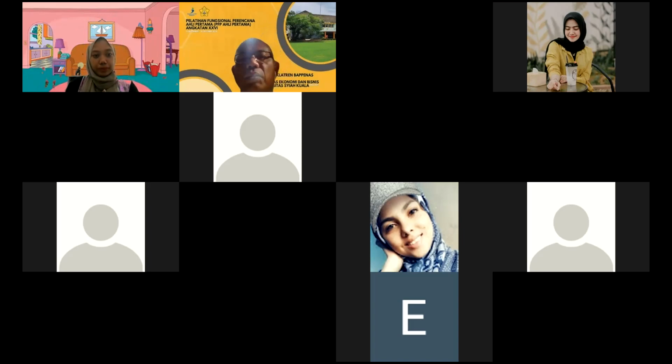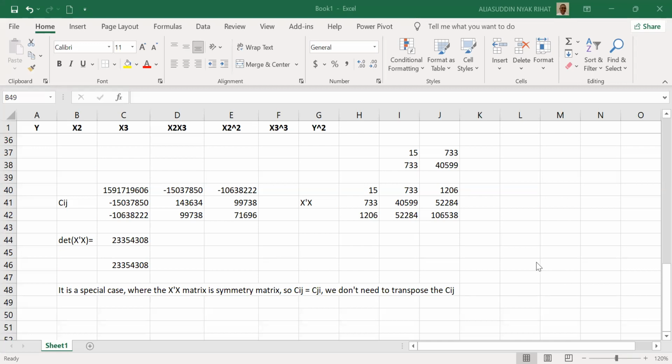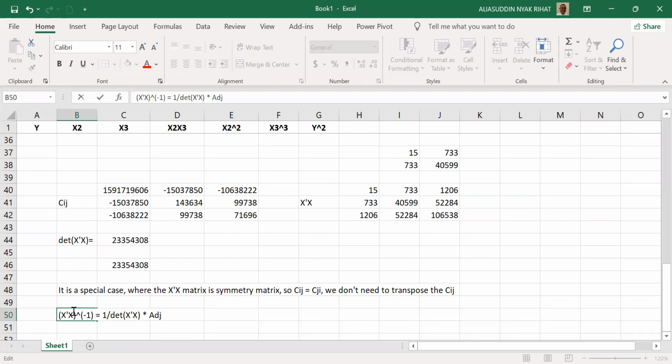Now we calculate the inverse. X prime x inverse is equal to one over the determinant of x prime x, multiplied by adjoint x prime x. Adjoint x prime x is a transpose of the cofactor. Because it is a symmetry matrix, no need to transpose it.